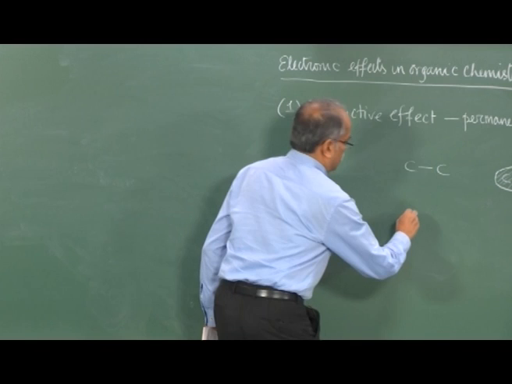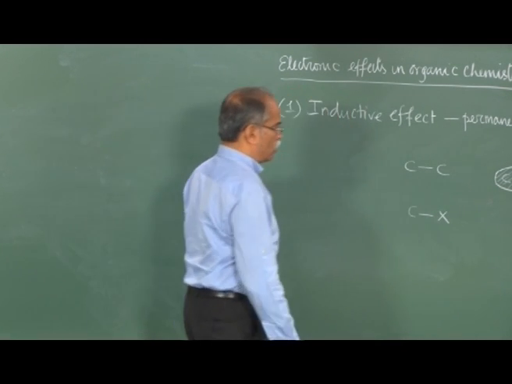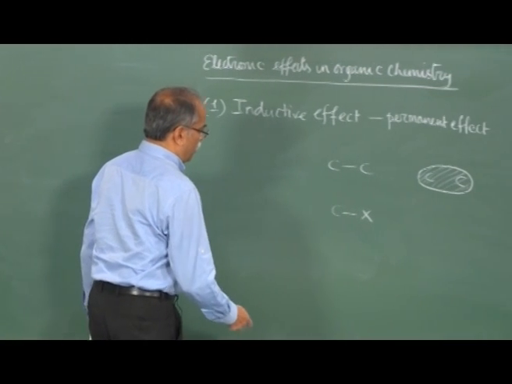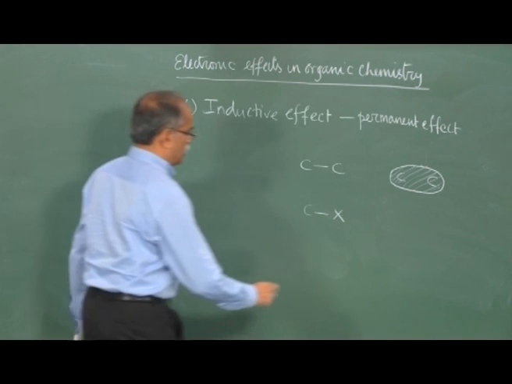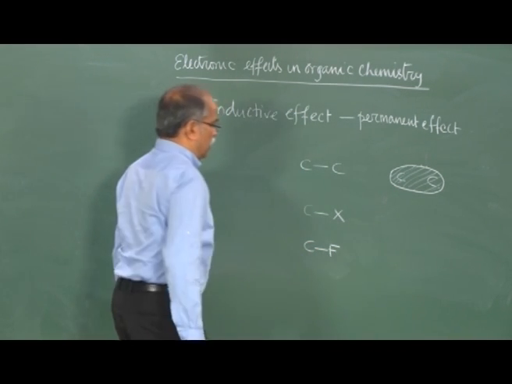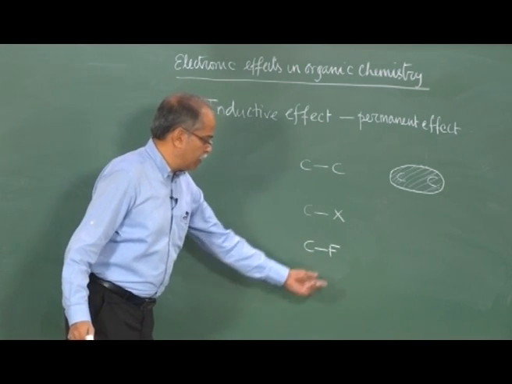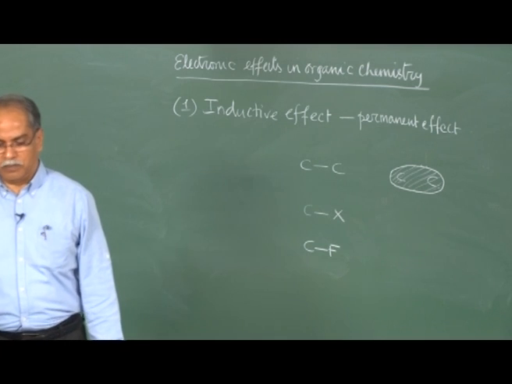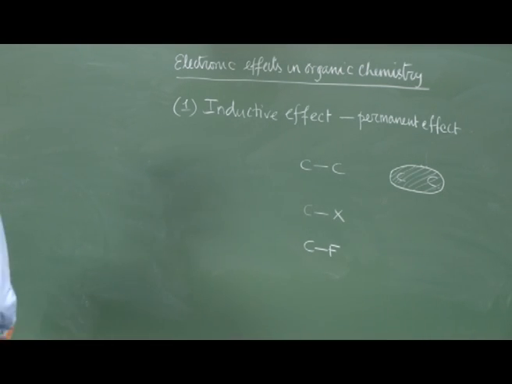Suppose we have a carbon halogen bond, where the X group is either chlorine, fluorine, bromine or iodine, as the case may be. Let us consider the C-F bond, for example. The electronegativity difference between carbon and fluorine is fairly high. They do not have the same electronegativity. Fluorine is more electronegative than the carbon atom.